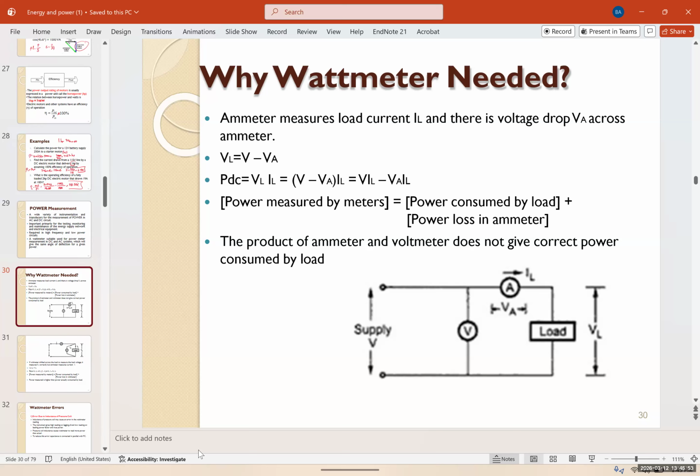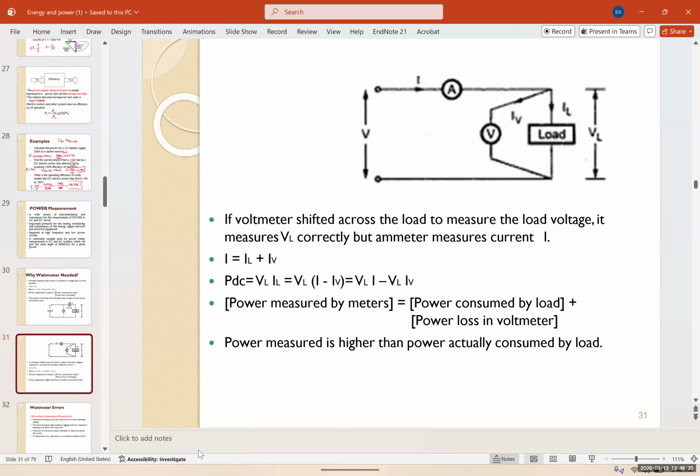Ammeters measure load current IL, and there is a voltage drop VA across the ammeter, and we already know VL is V minus VA. PDC is going to be VLIL, which is (V minus VA)IL, which is VIL minus VAIL. So the power measured by the meter is the power consumed by the load plus the power loss in the ammeter. The product of ammeter and voltmeter does not give the correct power consumed by the load.